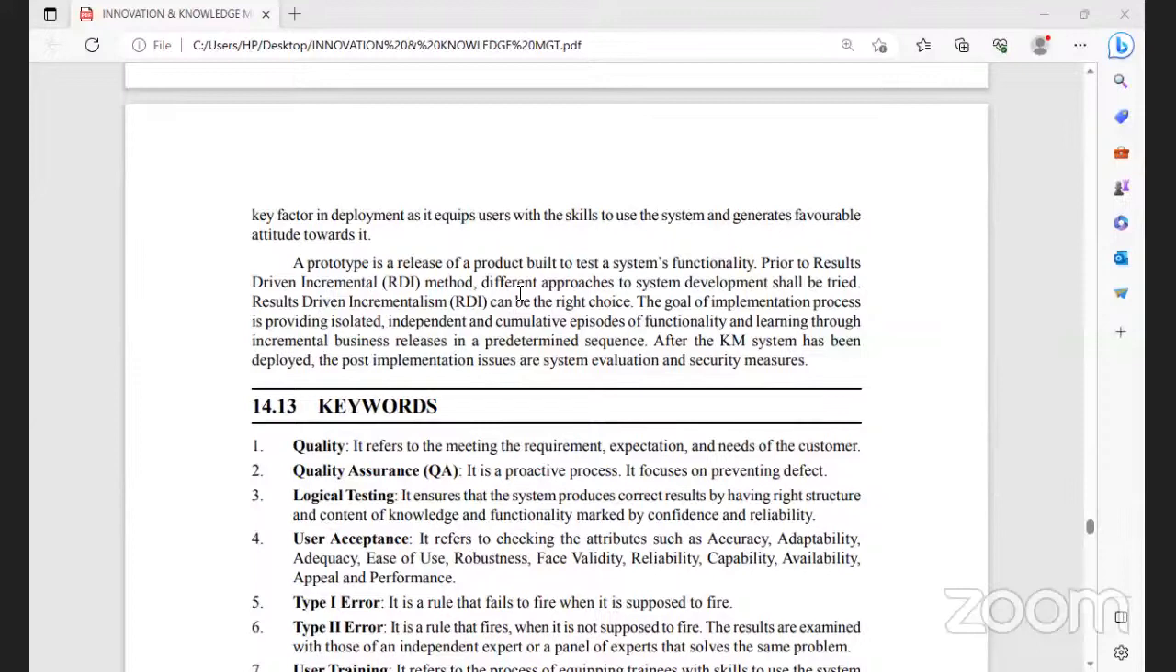The goal of the implementation process is providing isolated, independent, and cumulative episodes of functionality and learning through incremental business releases in a predetermined sequence. After the knowledge management system has been deployed, the post-implementation issues, system evaluation, and security measures will be taken into consideration.